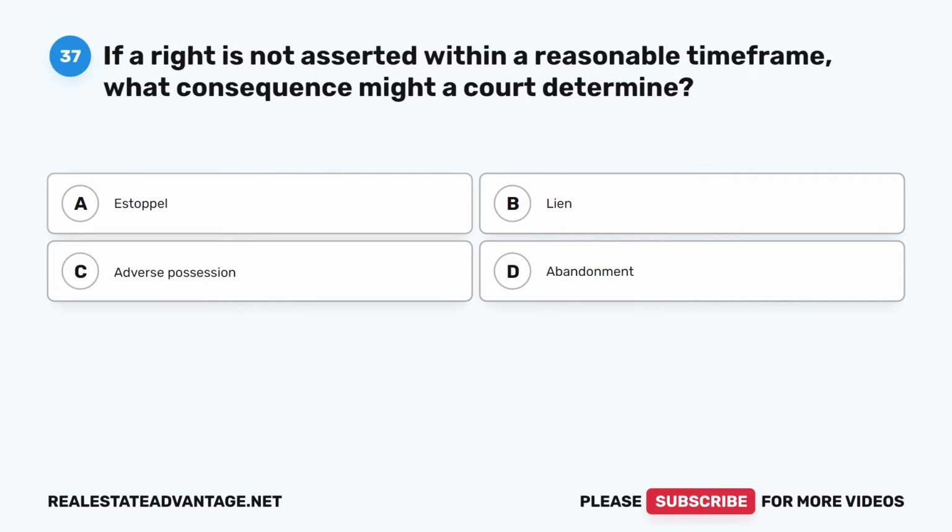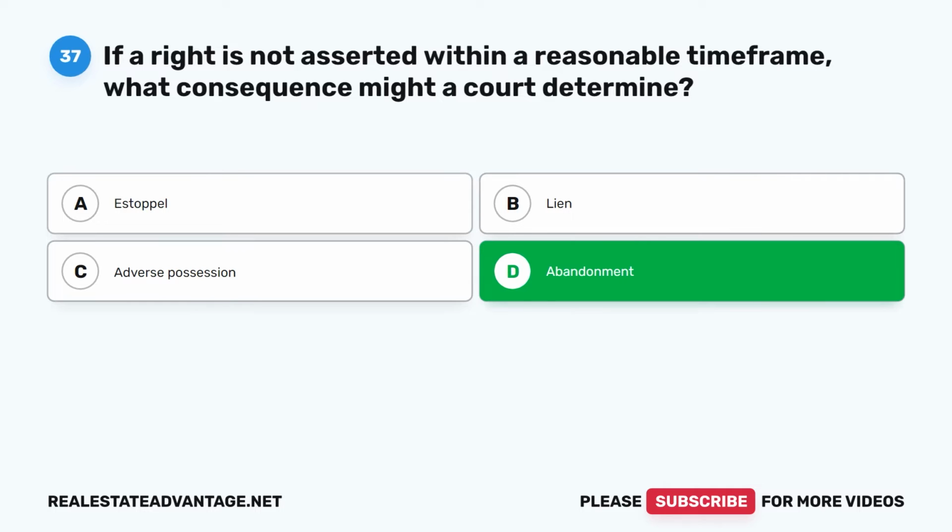Question 37. If a right is not asserted within a reasonable time frame, what consequence might a court determine? A. Estoppel. B. Lien. C. Adverse possession. D. Abandonment. The correct answer is D.